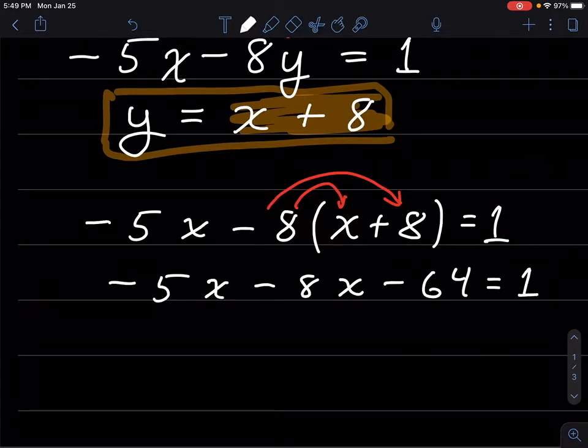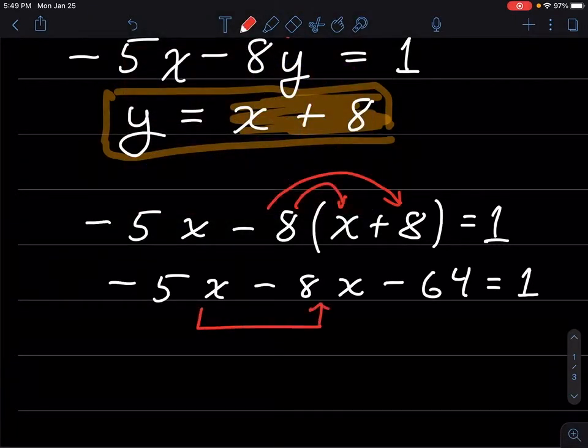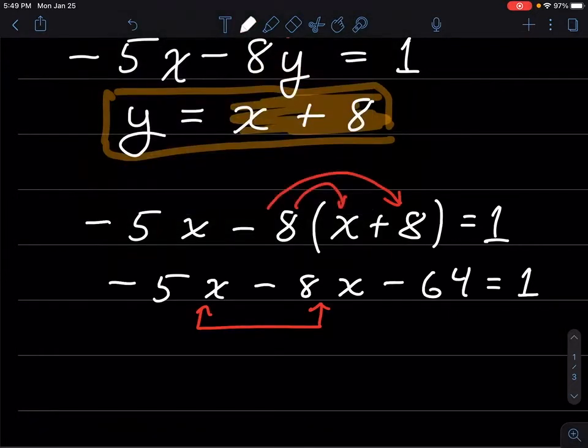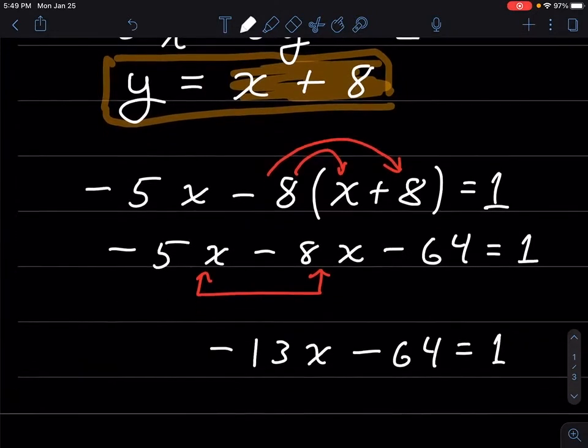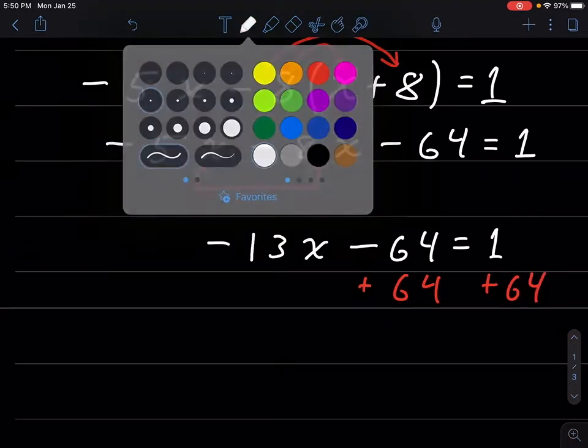Now you need to combine your like terms. So we're going through all the usual steps that you learned in Algebra 1 to solve an equation. So negative 5x, negative 8x, negative 13x minus 64 equals 1. Okay, and now of course you want to get the numbers to one side. So we'll add 64 to both sides and bring the equation down.